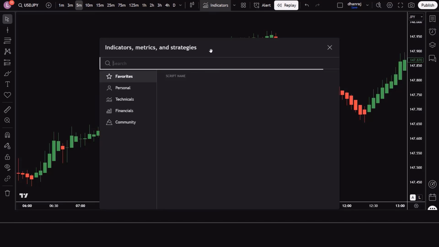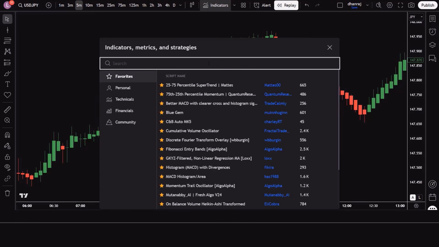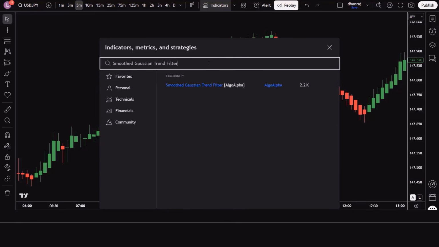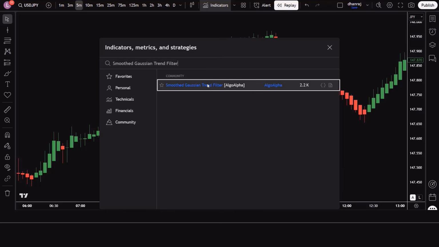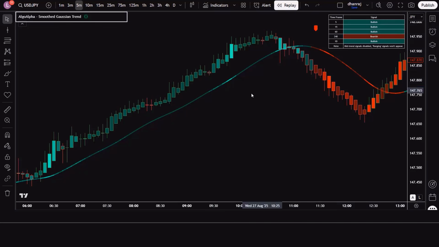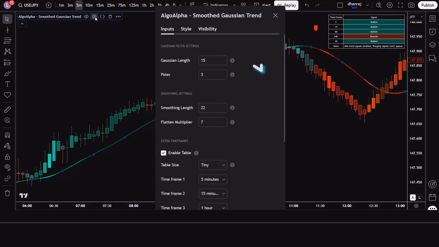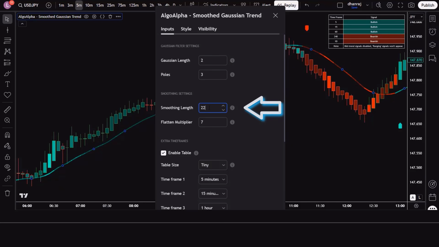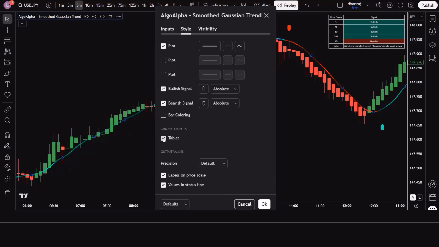First of all, we will search the Smooth Gaussian Trend Filter indicator in the search box of TradingView. After that, we have to click on the Smooth Gaussian Trend Filter option, in which we have to change some settings. We have to change this Gaussian length option from 15 to 2. We have to change this smoothing length option from 22 to 20. We have to change this multiplier option from 7 to 2. We have to keep this option hidden.